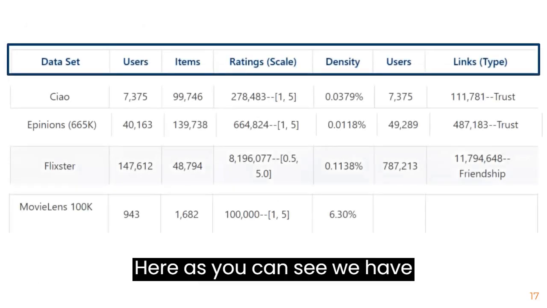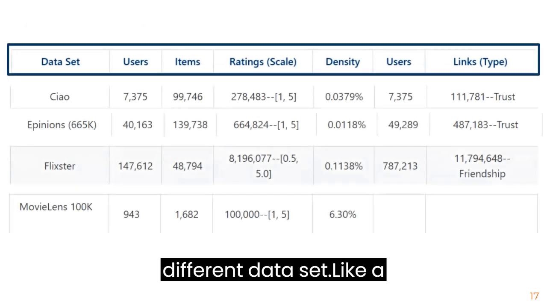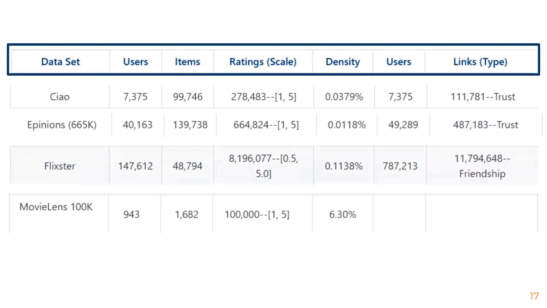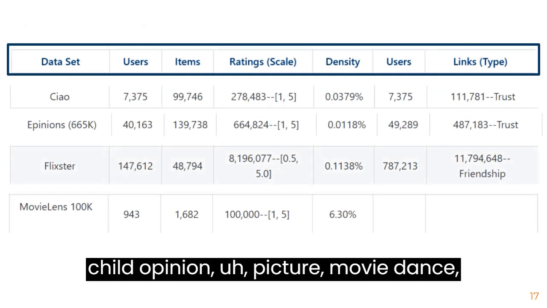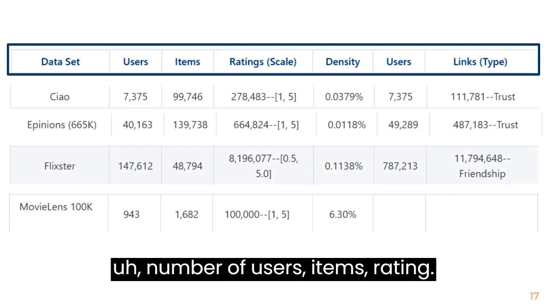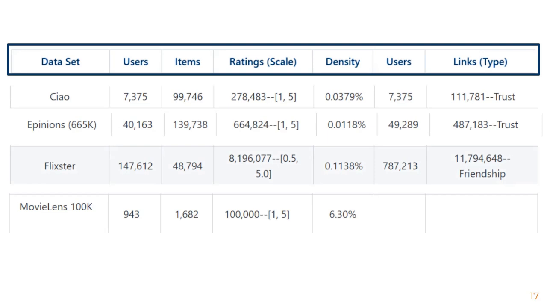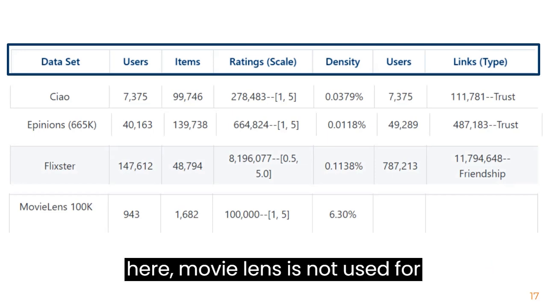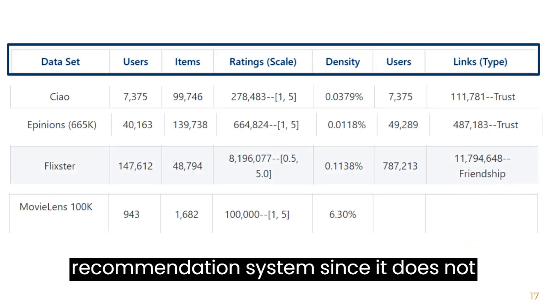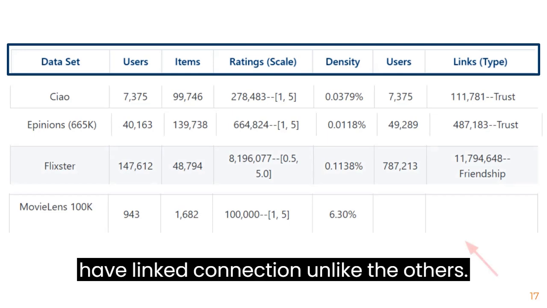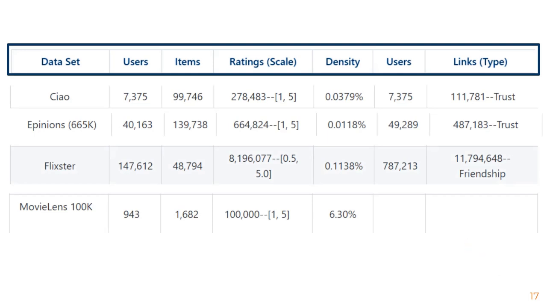Here, as you can see, we have different datasets like Ciao, Opinion, Flixster, and MovieLens, with the number of users, items, ratings, and density. As you can see here, MovieLens is not used for social recommendation since it does not have link connections, unlike the others.